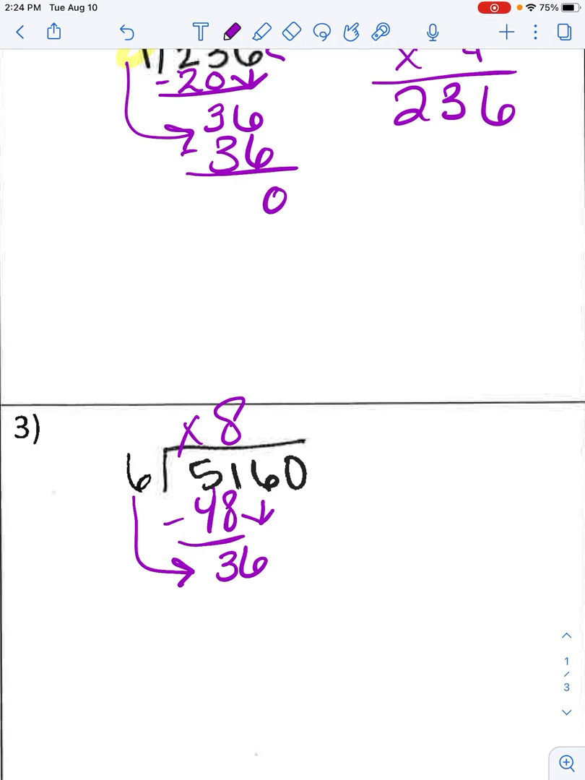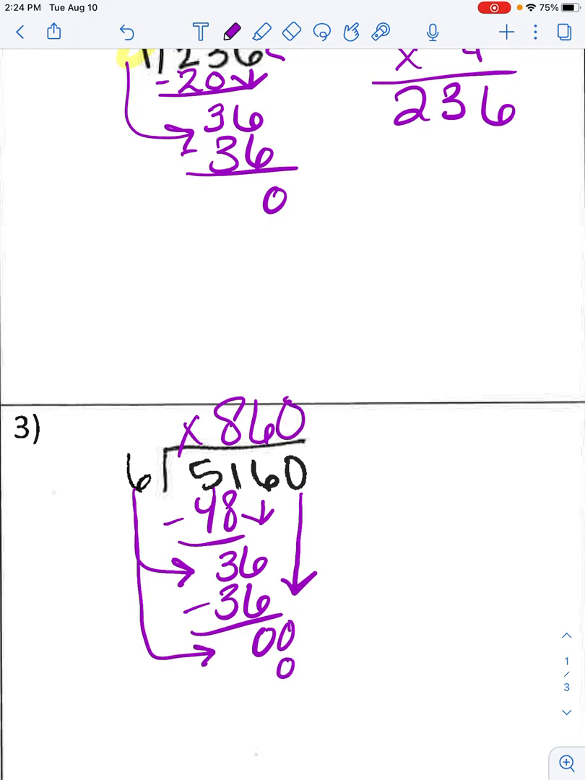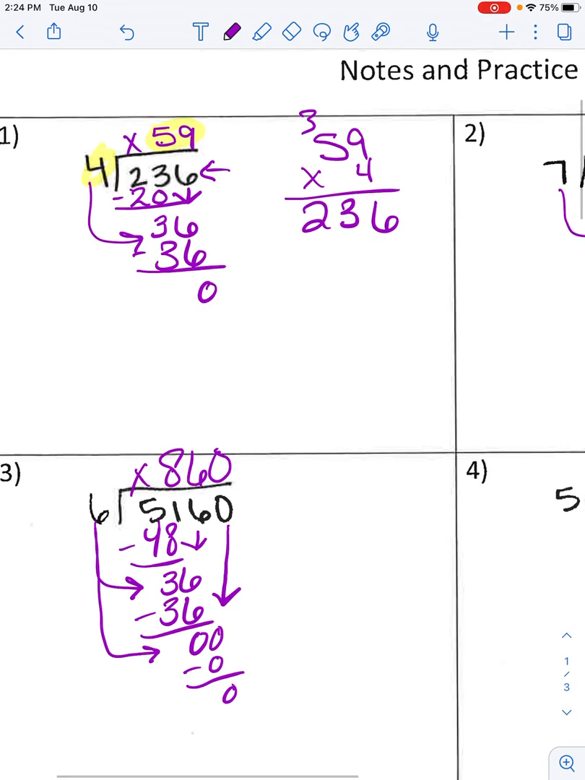Use that multiplication chart if you need to. 6 times 6 is 36. Listen, there's still a 0 to bring down. So you bring down that last 0, and 6 into 0 goes 0 times. 0 times 6 is 0, and now we're finished.